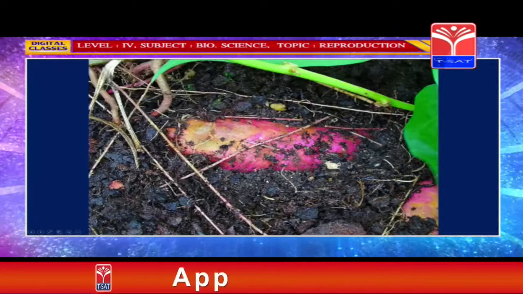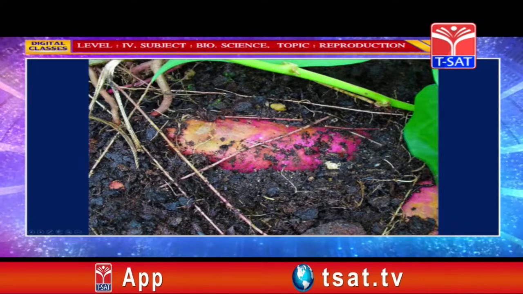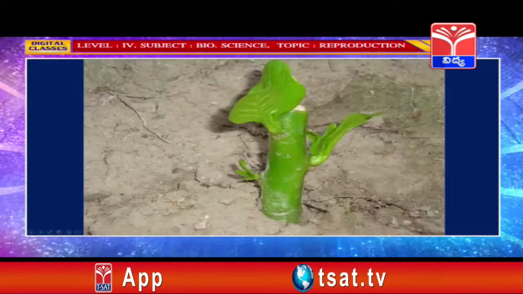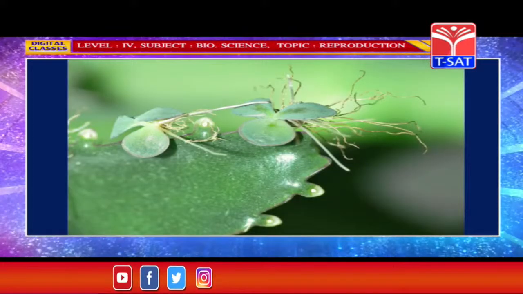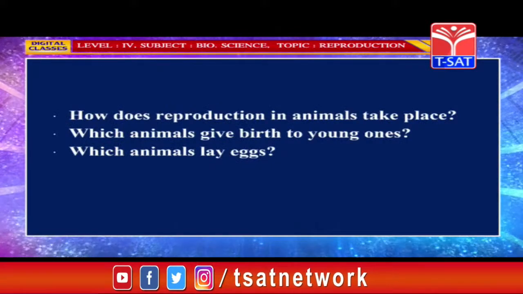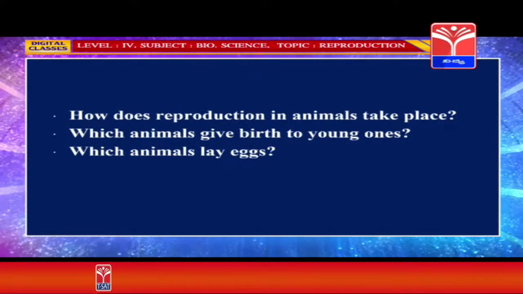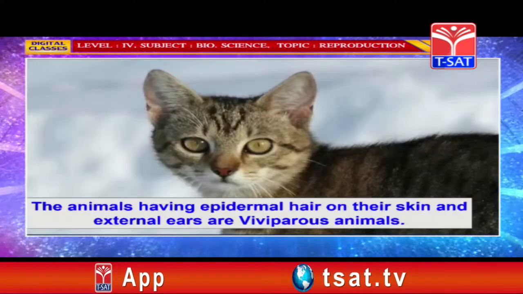Irrespective of floral parts, the production of new plants from the vegetative parts of a plant, that is root, stem and leaves, is known as vegetative reproduction. How does reproduction in animals take place? Which animals give birth to young ones? Which animals lay eggs? Let us see.